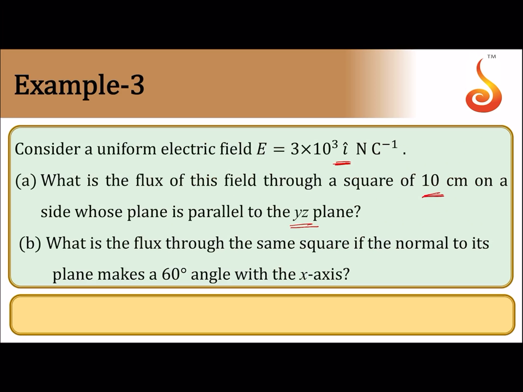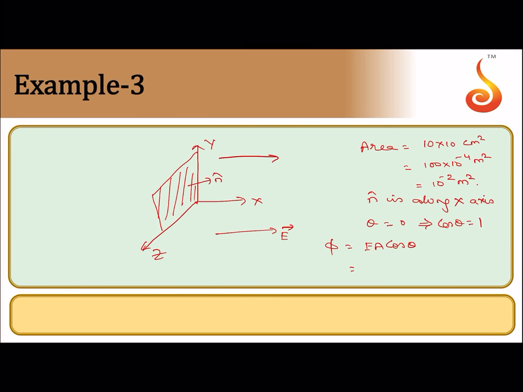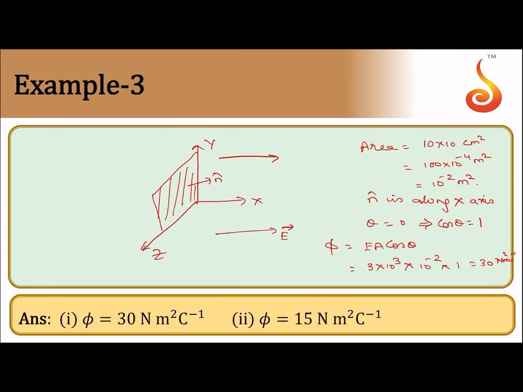I forgot the value of E. E was 3000. So 3 into 10 power 3, into area, 10 power minus 2, into cos theta is 1, which becomes 30. And the units again, Newton meter squared per coulomb, will be your flux. Let's check the answer: 30 Newton meter squared per coulomb.